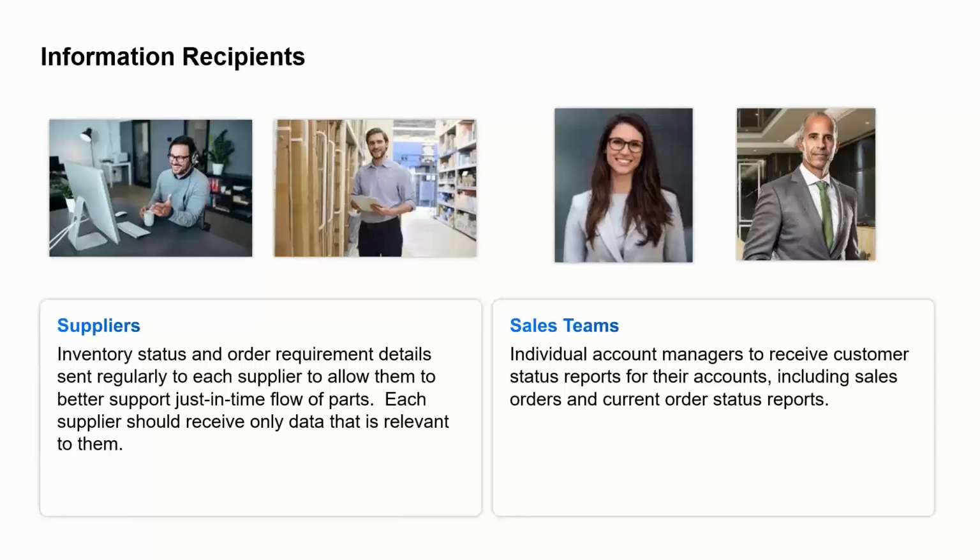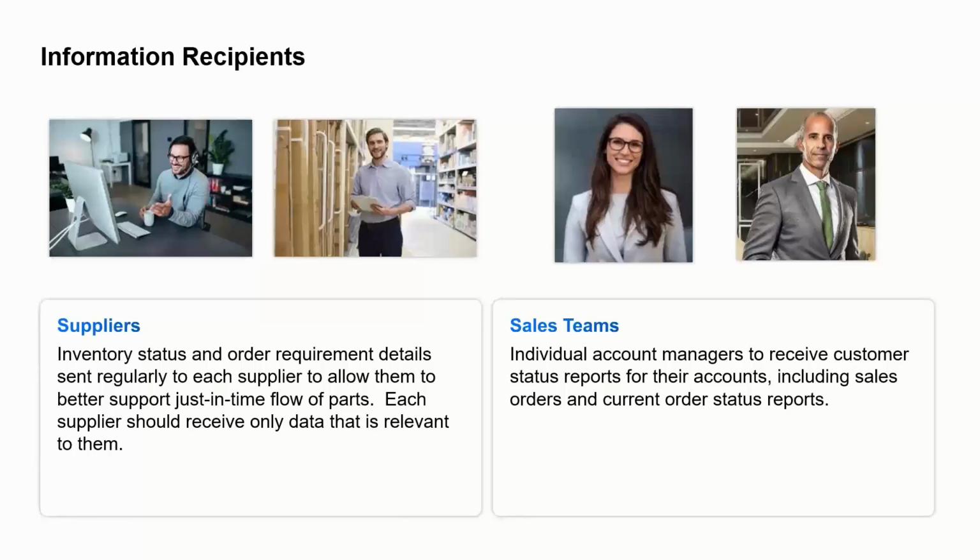Then another interesting group, and one that I work with a lot, are sales teams. Sales teams very seldom go into an office. They're on the road, they're visiting customers. They're doing more than golfing, folks. But a lot of these folks need reports in the field, and it's a great way to deliver that to them. It could be current sales orders, or more likely their commission statements, current order status, those types of things delivered to information recipients.